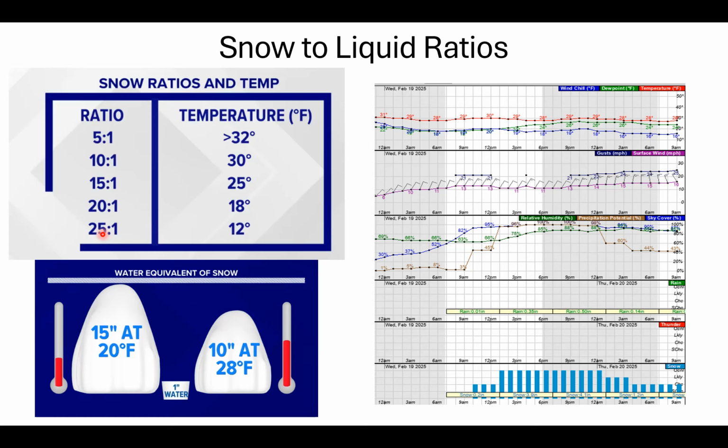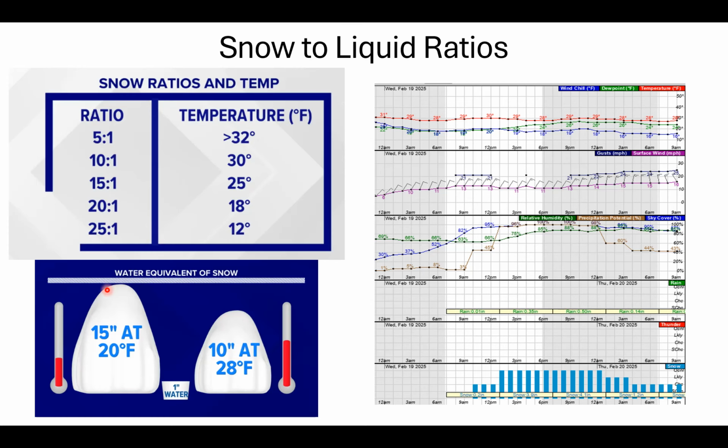And the colder you get, the higher the snow to liquid ratio. We also have an example down here in the bottom left. Let's say our temperature is around 20 degrees Fahrenheit, and we have 1 inch of liquid, 1 inch of water. At 20 degrees Fahrenheit, that would yield a 15 to 1 ratio: 15 inches of snow would yield 1 inch of liquid water. Now, if we increase the temperature by 8 degrees, up to 28 degrees Fahrenheit, that ratio decreases from 15 to 1 to 10 to 1. 10 inches of snow is equivalent to 1 inch of liquid.